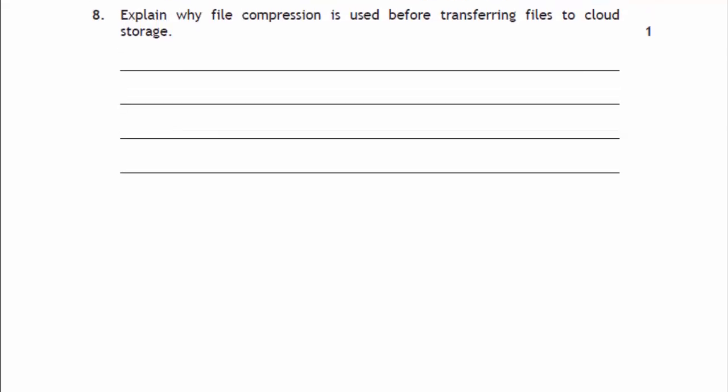Question number 8, explain why compression. Okay, well, compression just means that you're actually, I'll move that down so you can see it. So compression just essentially means you're reducing the file size. Now the reason why it's used in cloud storage is online, so the smaller the file, the upload time's faster. Okay, so this allows you for faster upload.